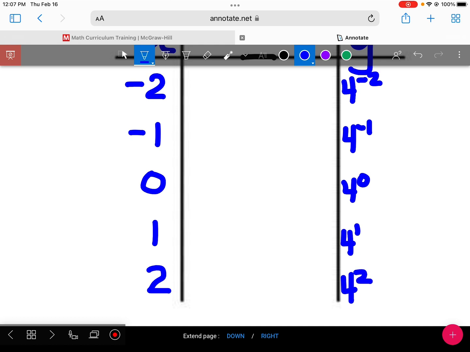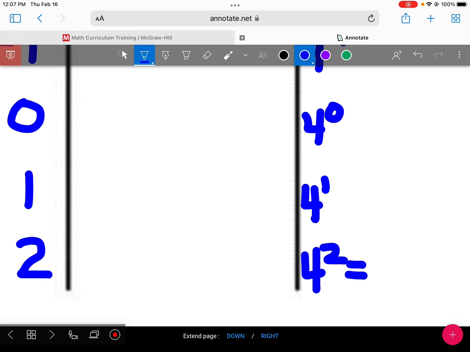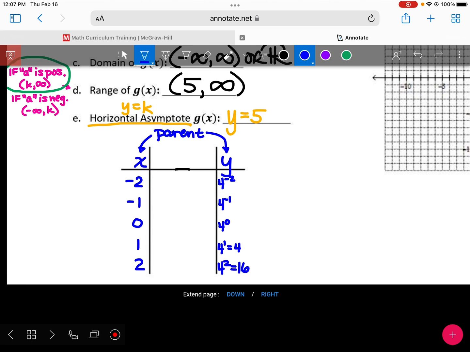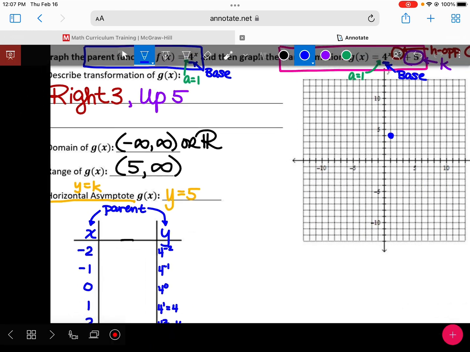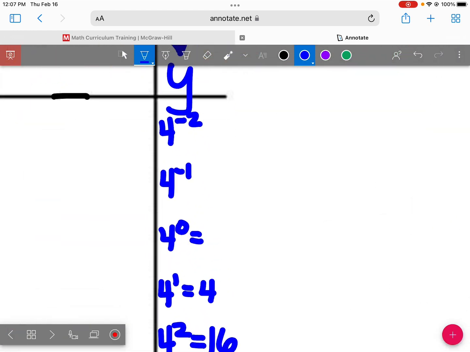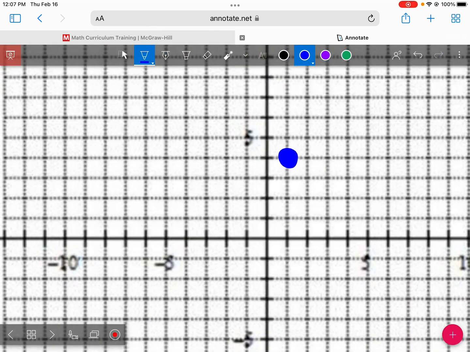What is 4 squared? 16. Is that point going to fit on my graph here? If the point doesn't fit on the graph, do I have to try to graph it? Nope. What is 4 to the first power? 4. Will this one fit on my graph? So I have a point at 1, 4, right here. What is 4 to the 0 power? 1. So I have a point at 0, 1.